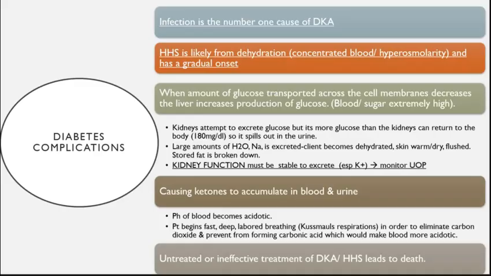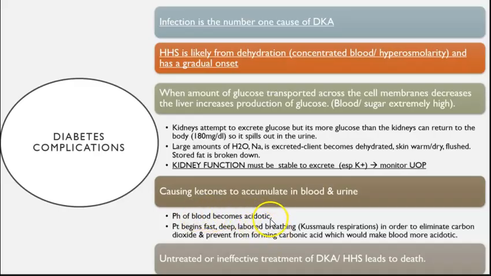Now, ketones. This is that keto that I was talking about. Ketones accumulate in blood and urine. So pH of the blood becomes acidic. Now, ketones are not common in HHS. They're more common in DKA. So patient begins fast, deep, labored breathing.